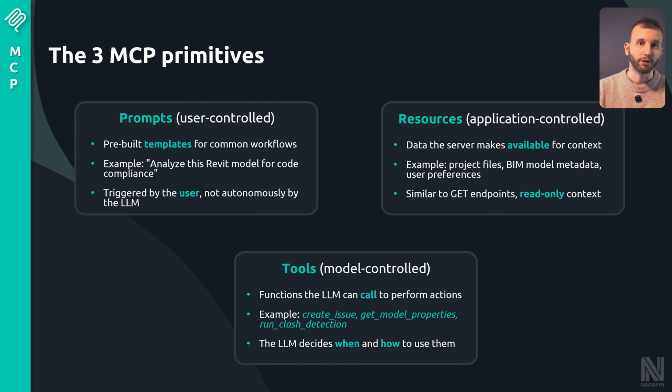Tools are model controlled. These are functions the LLM can call to perform actions: create issue, get model properties, run clash detection. The LLM decides when and how to use them. Resources are application controlled. These are data the server makes available for context: project files, BIM model, metadata, user preferences, read-only like GET endpoints. Prompts are user-controlled. Pre-built templates for common workflows like "analyze this Revit model for code compliance," triggered by the user, not autonomously by the LLM. Tools for actions, resources for context, prompts for workflows.